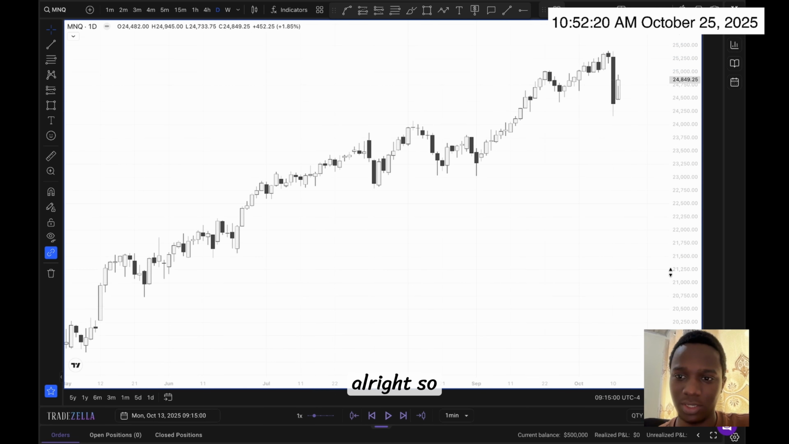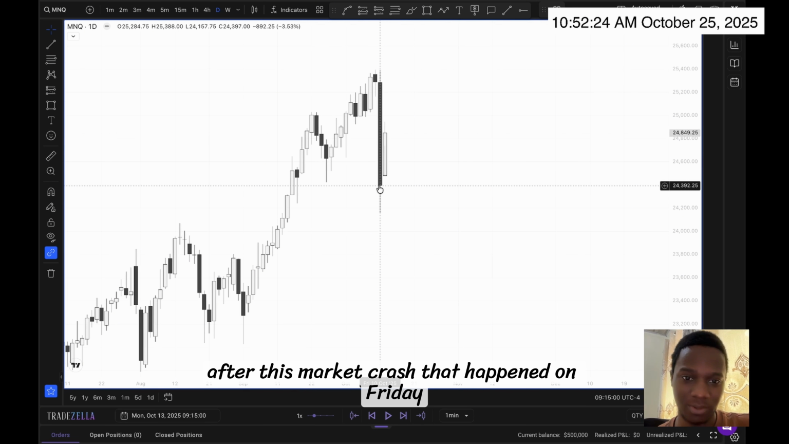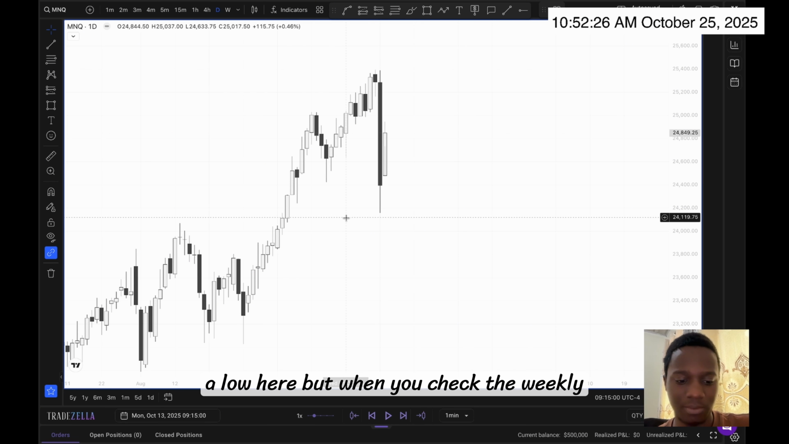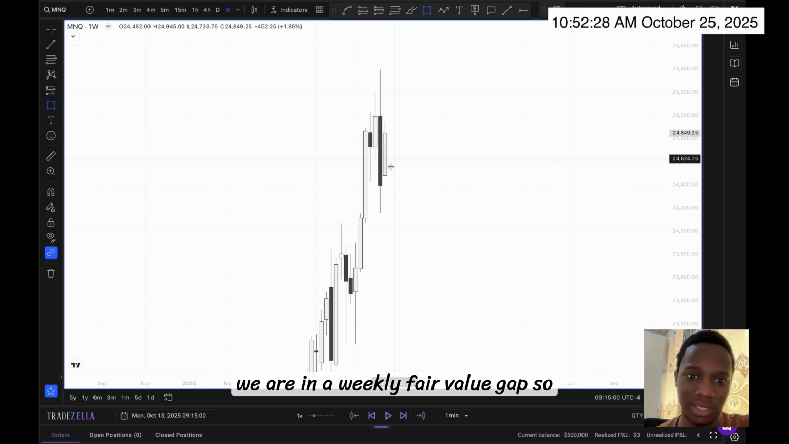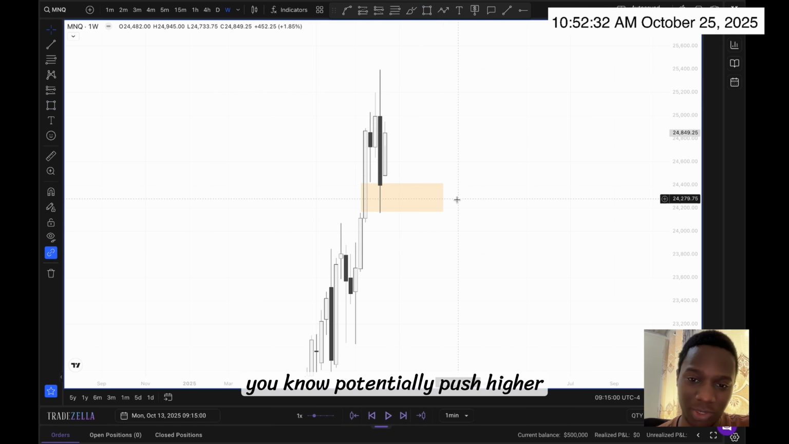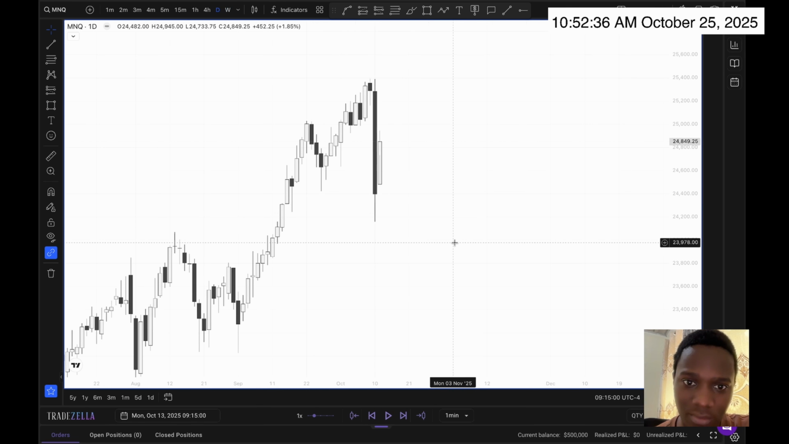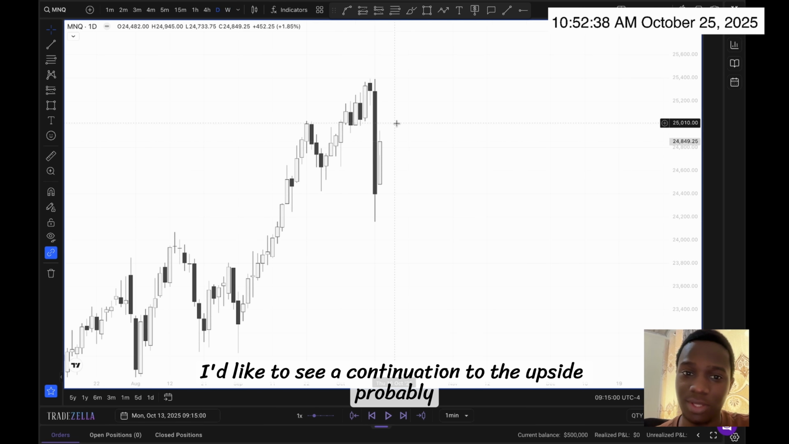Right, so analyzing from here, after this market crash that happened on Friday, you can see we ran a low here, but when you check the weekly, we are in a weekly fair value gap. So if this weekly fair value gap holds, then we could potentially push higher. So now going back to the daily, I'd like to see a continuation to the upside.